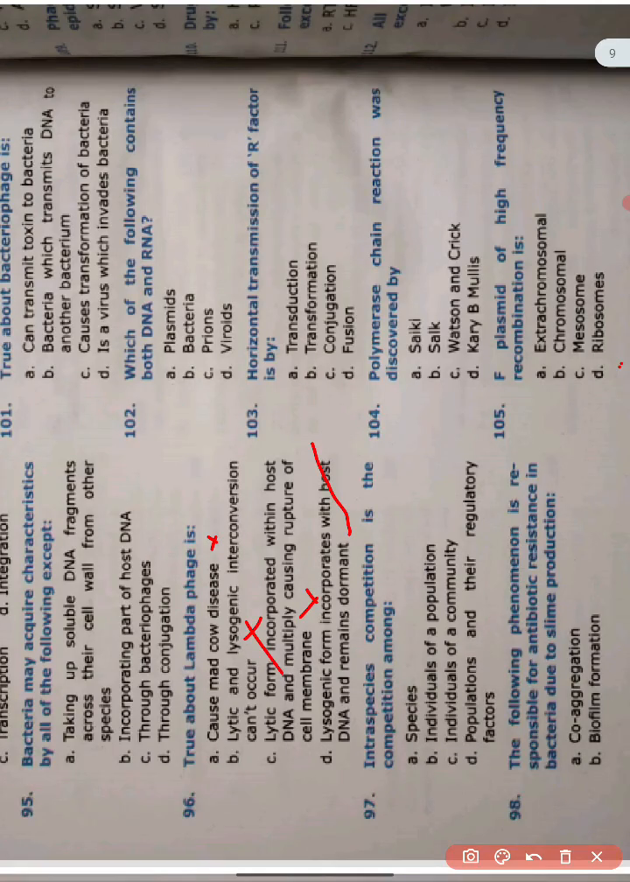Intra-species competition is the competition among individuals of a population. Intra-specific competition is the competition among individuals of the same population.